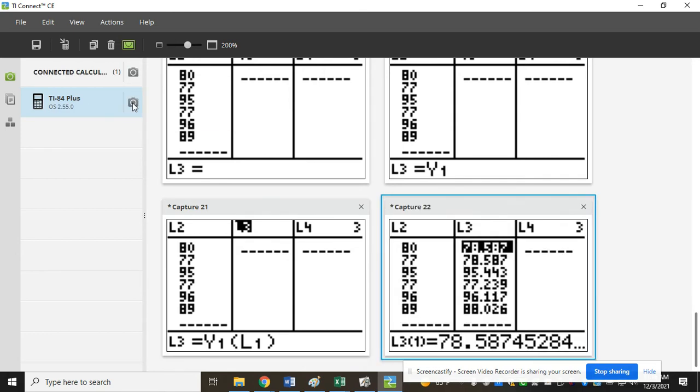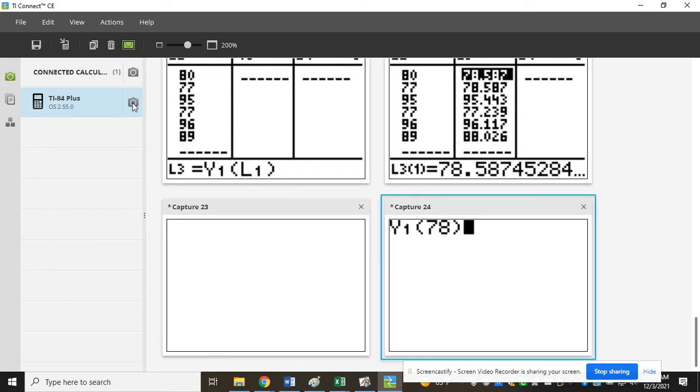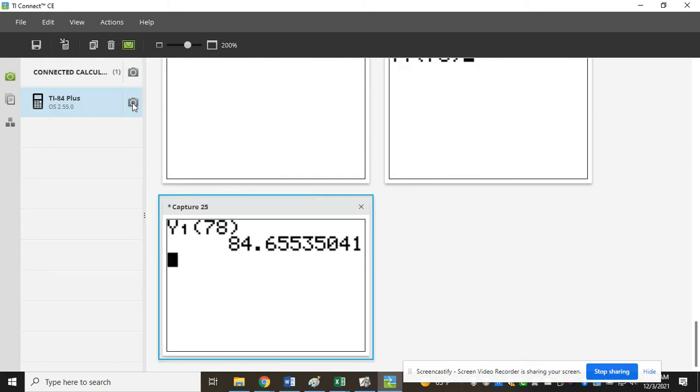The other thing that's good about that is if you ever want to predict any number, whether it's in your numbers or not, from that equation, you can always do it at any point. So if I'm here and I want to know, well, what happens if somebody had a test average of 78? I could do it the same way I just did: variables, Y variables, function, Y1 of 78. And it tells me that they would be predicted to have an 85.